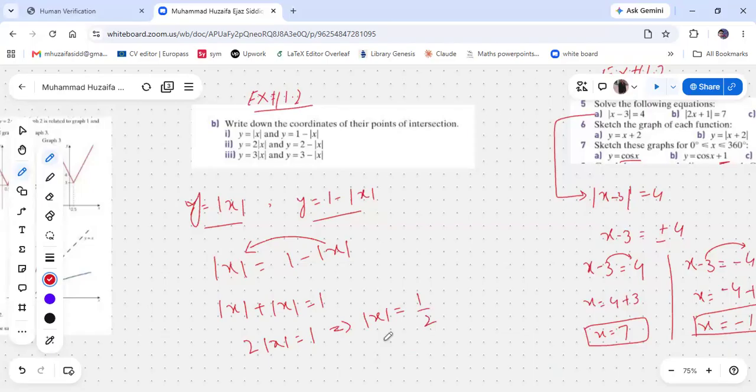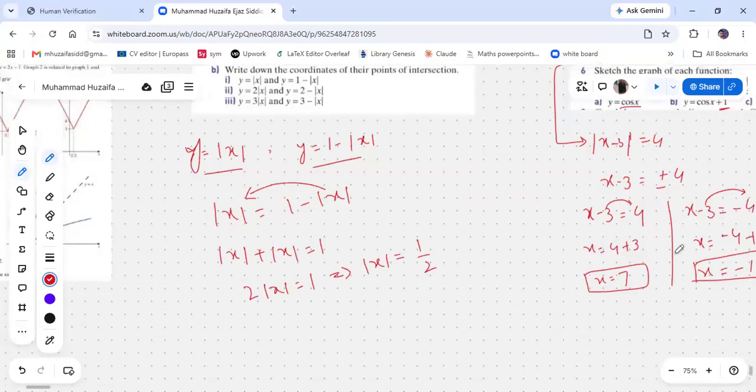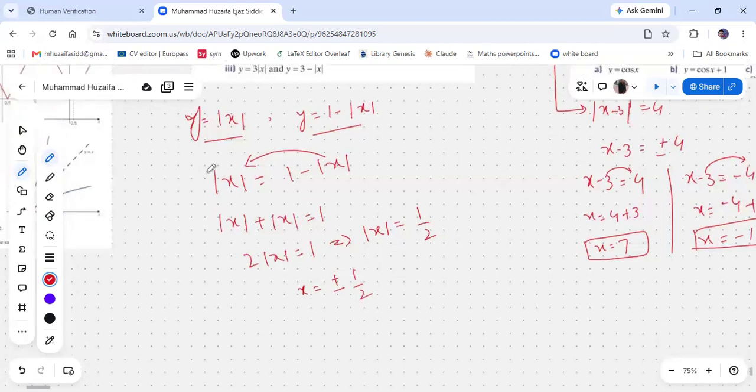mod of x is equal to what? Equal to half. So x is equal to plus minus half. Why am I writing plus minus half? Because we have the mod. We have the mod. I'm using that one equation. We can use this one equation, or we can use this one equation. This is totally up to us. But this is the simplest, that's why we are using this one equation.